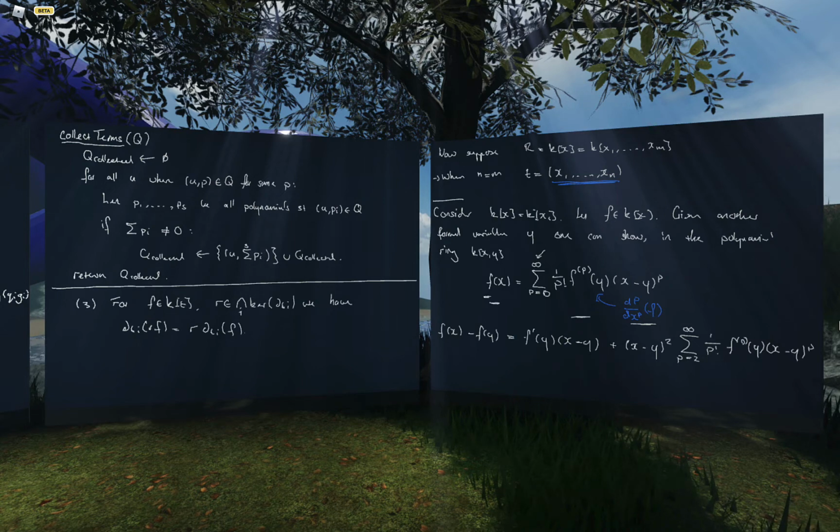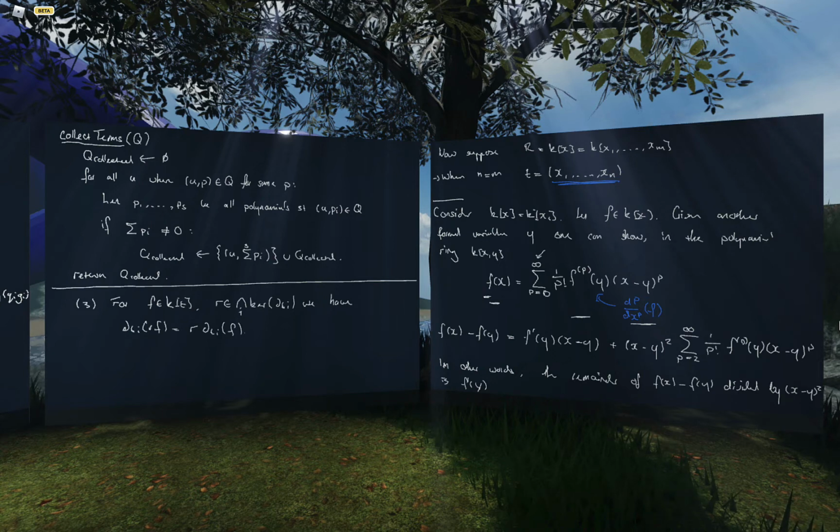So what this is essentially saying, in other words, the remainder of f of x minus f of y divided by x minus y squared is the derivative of f, right? As a polynomial in y, right?